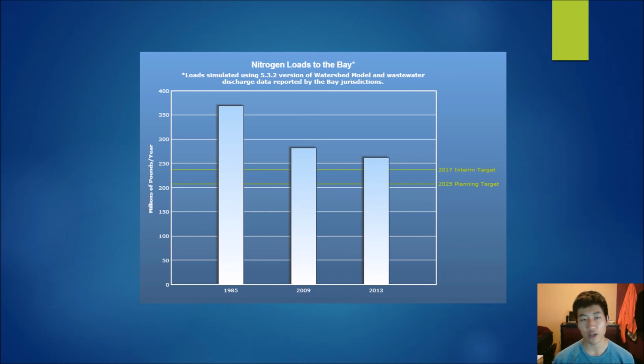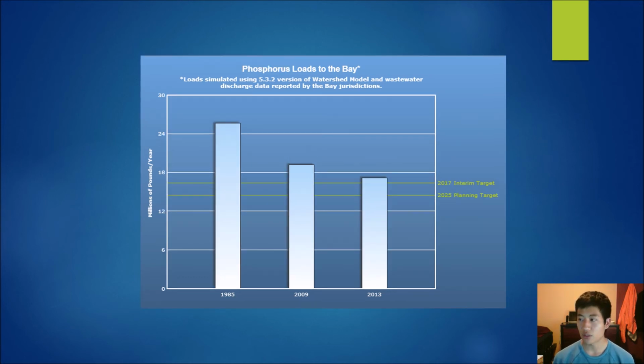So, as you can see, the nitrogen levels in the bay have decreased. Now, the data seems to be pretty sparse, only covering 1985, 2009, and 2013. But overall, the trend does seem to be that the nitrogen levels in the bay are decreasing, which is a great sign. Similarly, the phosphorus levels in the bay are decreasing as per the 1987 Chesapeake Bay Agreement.